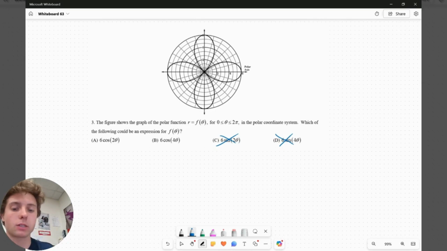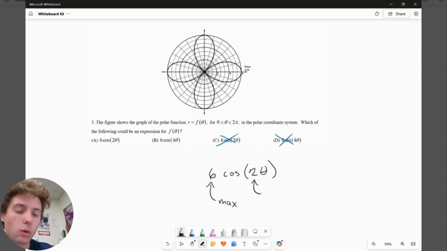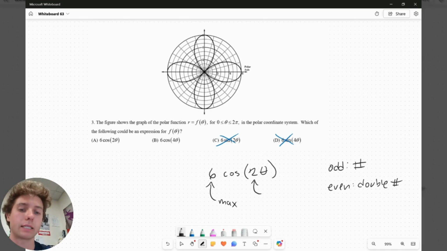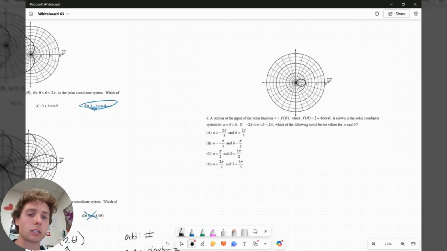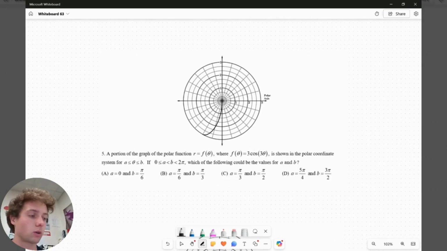Now, another thing to remember from what would be in the intro. Depending on the amount of petals tells you the inside. The value in front is the maximum distance from the pole. So remember, that is the maximum distance. The value on the inside tells you the amount of petals. If it's an odd value, it is the actual number. If it is an even value, you have to double that number. We have 4 petals. That's even, so we've got to bring it down. I know I'd have to take this 2, double it in order to get the 4 petals that you see on the graph.